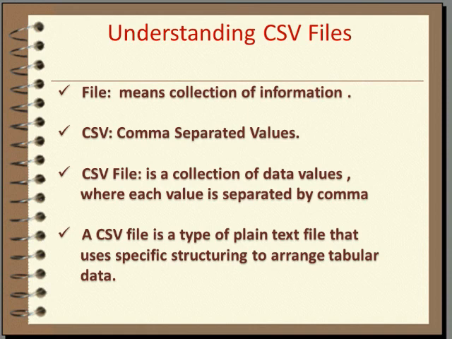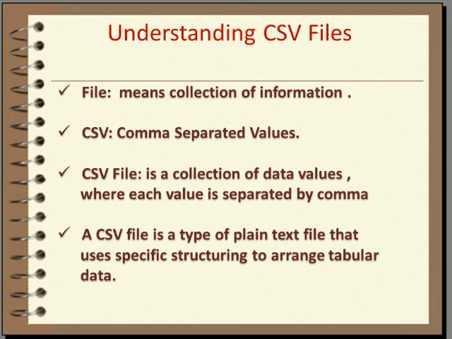A file means a collection of bytes or a collection of information. CSV is comma separated value. So a CSV file is a collection of data values where each value is separated by a comma. Now we will study in detail. Except for this feature that every data value is separated by a comma, there are more features that we will study.